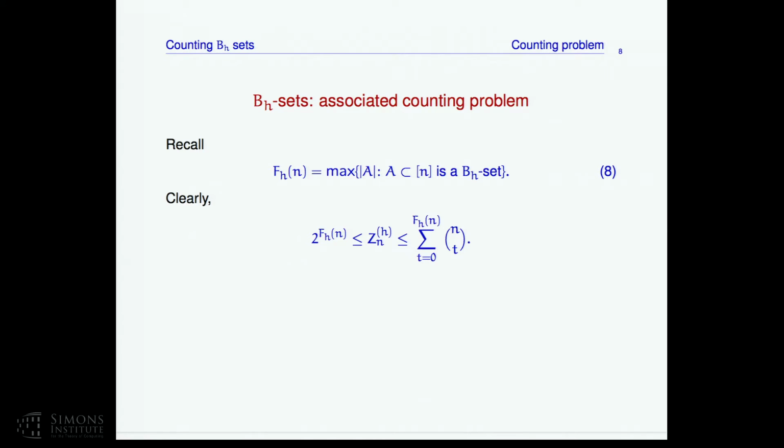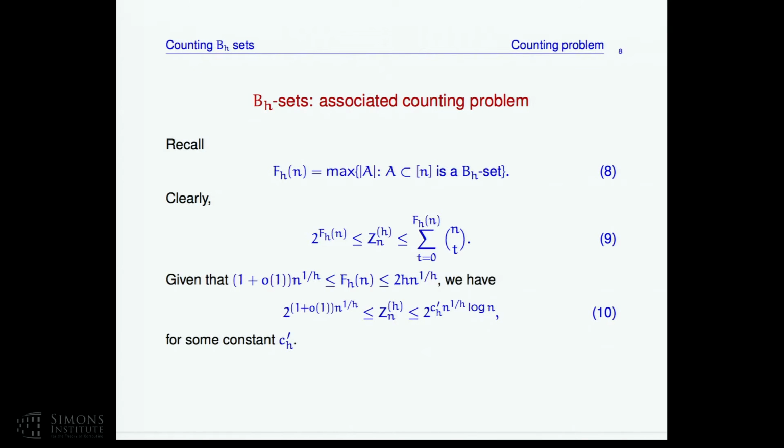Everything comes from just one fixed maximum size B_h set. And also, kind of trivially, you know that Z_n(h) can be bounded by the number of all subsets of size at most f_h(n). If you recall that f_h(n) is of order n to the 1 over h, you get the following two bounds. Z_n(h) is at least 2 to the n to the 1 over h. And from above, you get n raised to the same power, with a different coefficient. Or if you like, 2 to the constant times n to the 1 over h times log n. So you have this log n gap in the exponent with this simple argument.